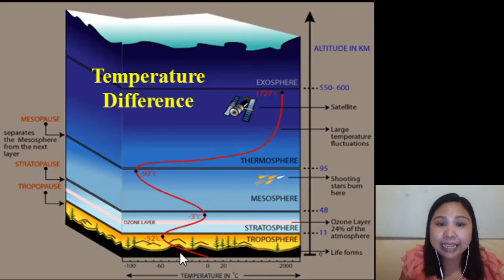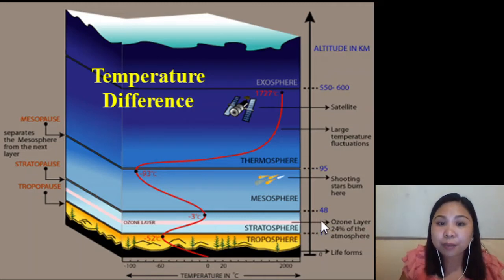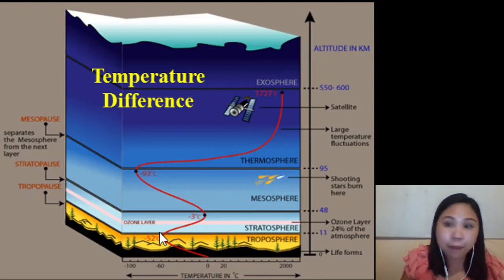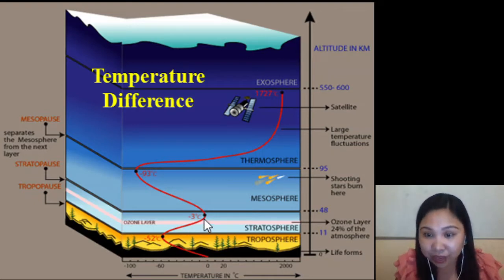Pagdating ng stratosphere, kung saan matatagpuan ang ating ozone layer, there is a difference in the temperature. Although malamig siya, mas malamig, tingnan nyo itong red na to, mas malamig ang part ng troposphere compared sa stratosphere.